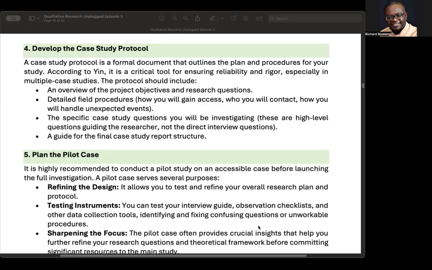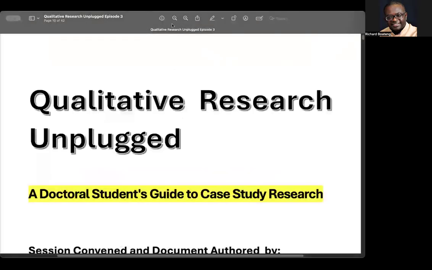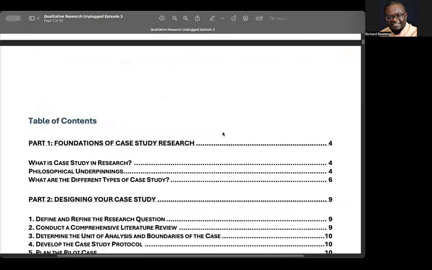And step 5, plan the pilot case. You mentioned this earlier. Why is it so highly recommended? Because it's your chance to do a dress rehearsal on a smaller scale, usually with a case that's easier to access. The benefits are huge. You can refine your overall research plan and your protocol based on real-world experience. You get to test your instruments. Is your interview guide clear?